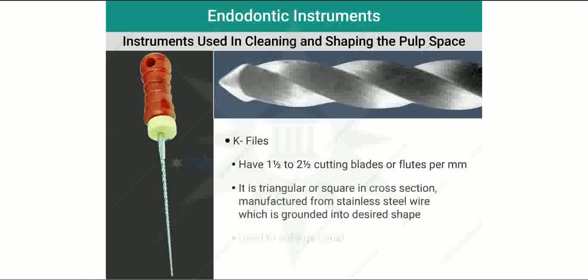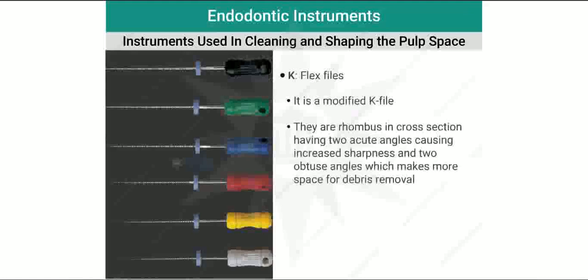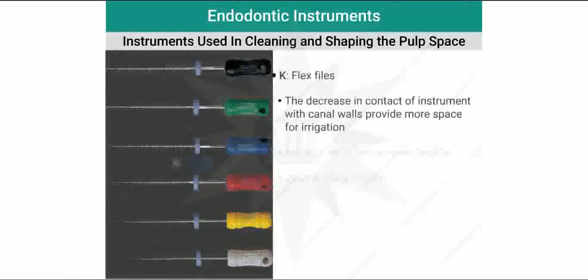Coming to K-flex files, it is just a modification of the K file. In this, they are rhombus in cross section, having two acute angles causing increased sharpness, and they have two obtuse angles which make more space for debris removal. The decrease in contact of the instrument with the canal walls provides more space for irrigation, and they are made up of nitinol, so they are more flexible than K files. These are again used in a filing motion.